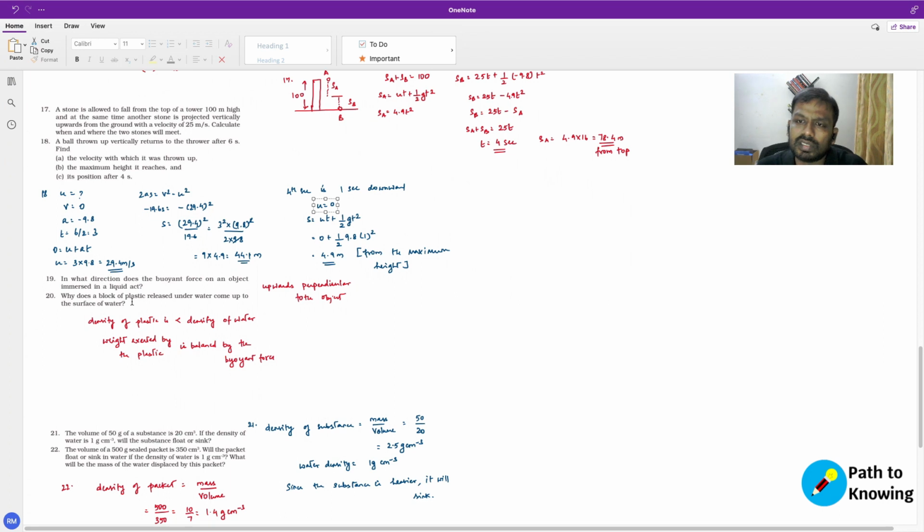In which direction does the buoyant force of an object immersed in a liquid act? We know that the buoyant force always acts perpendicular to the object, right? It's the upward force, right?